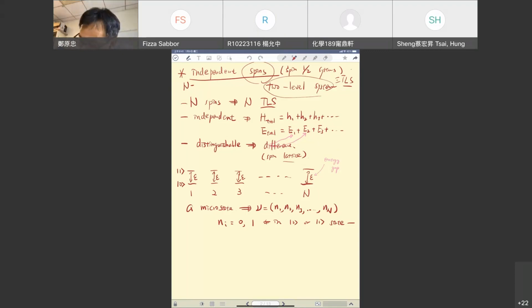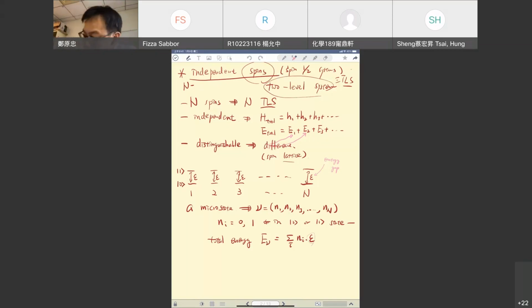So the total energy of this microstate is now the sum over ni times epsilon. If it's 0, then it's in the ground state, and we define this as energy 0, the reference point. And if it's in the excited state, you will have an energy epsilon. Then you add them together and you have the total energy.